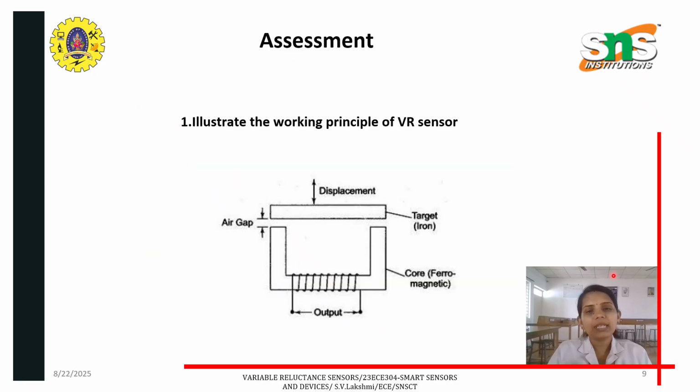Today's slide illustrates the working principle of the VR sensor, that is, the variable reluctance sensor. As we said, this is the target material made of iron, a ferromagnetic material, with a coil, and based on the movement of this target material, the air gap will either increase or reduce, which will affect the reluctance path of this material, so that it opposes the magnetic field. Based on the air gap, we can measure the displacement of the particular object.